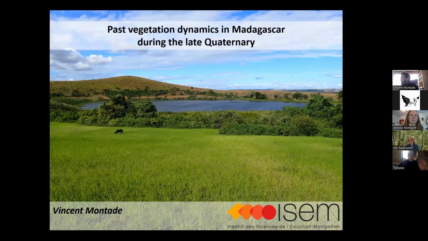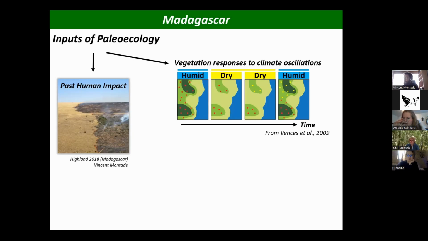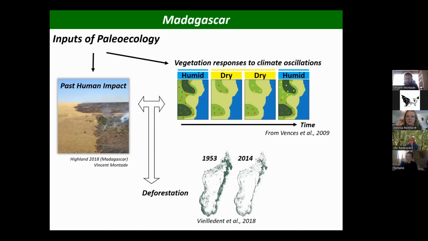So I will continue to talk about Madagascar, and also about the late Holocene, but I will extend this time scale a bit to the late Quaternary, from the Holocene to the last glacial transition. So first, within the context of Madagascar, I think paleoecological research is really important, as Antonia showed, to understand past human impact, to understand the original vegetation before human perturbation and disturbances. But I think paleoecological research in Madagascar is also really important to understand in a more general way vegetation responses to climate oscillation.